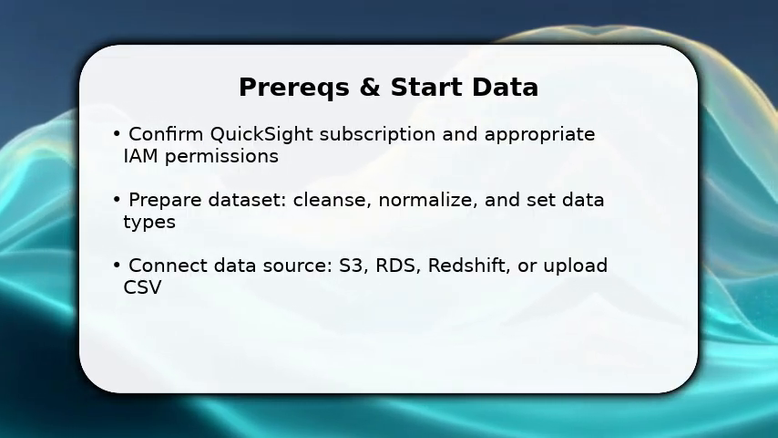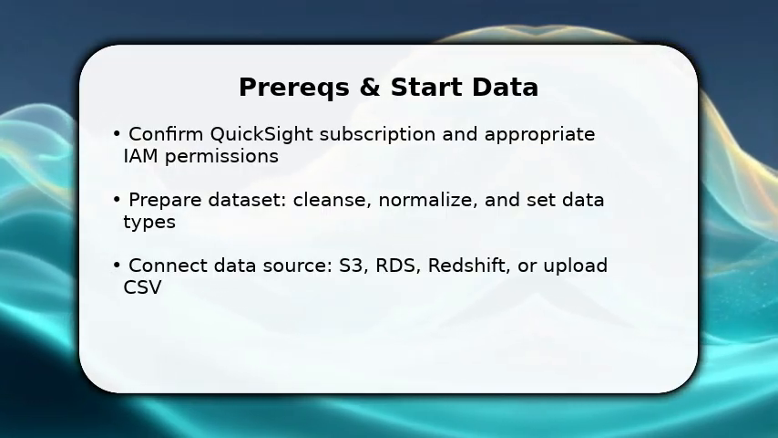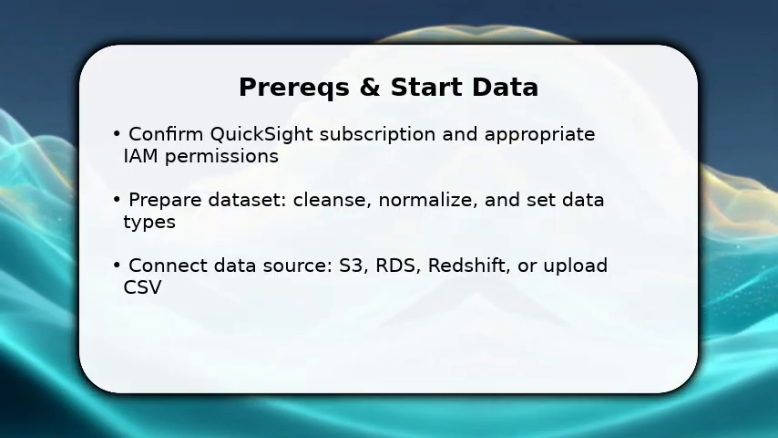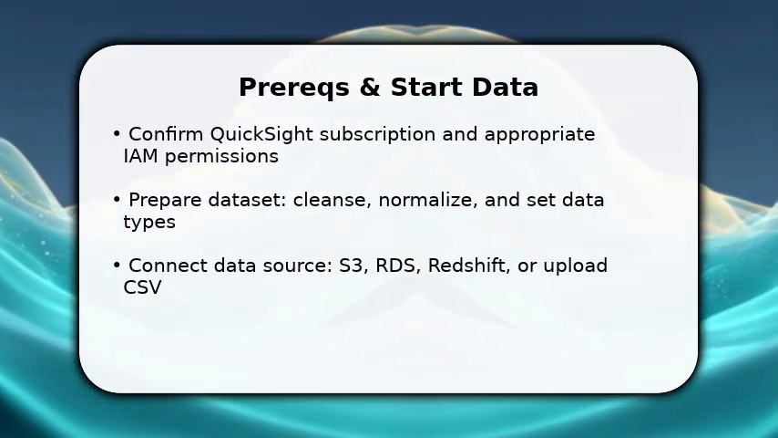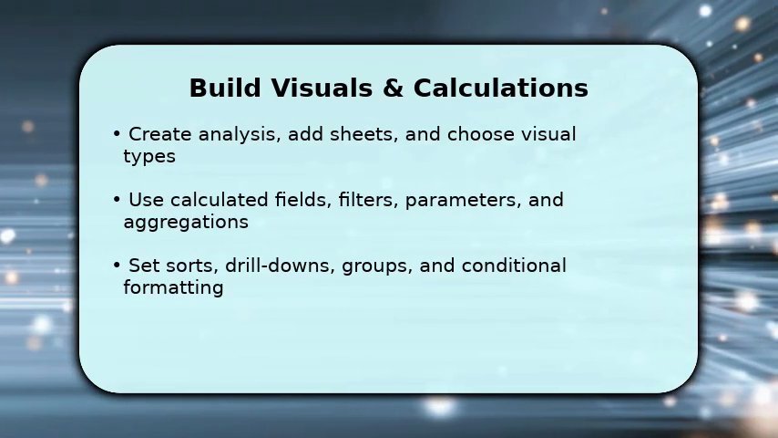Make sure to apply basic transforms, remove duplicates, set primary keys, and flag nulls. This early work reduces errors downstream and speeds visualization. Now publish the dataset so you can begin authoring the analysis. You create a new analysis and add sheets for logical groupings.